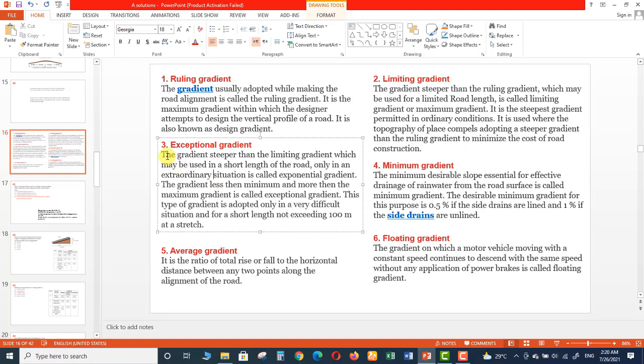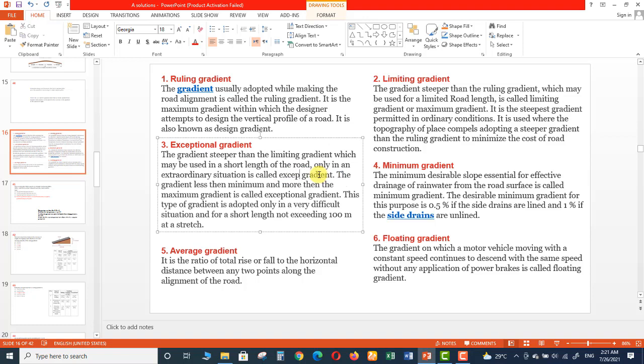Next one is exceptional gradient. The gradient steeper than the limiting gradient. Previous was limiting gradient. So the gradient which is steeper than the limiting gradient may be used in a short length of road. Exceptional gradients are also used for short lengths of roads, only in an extraordinary situation. Sorry, the spelling here is wrong.